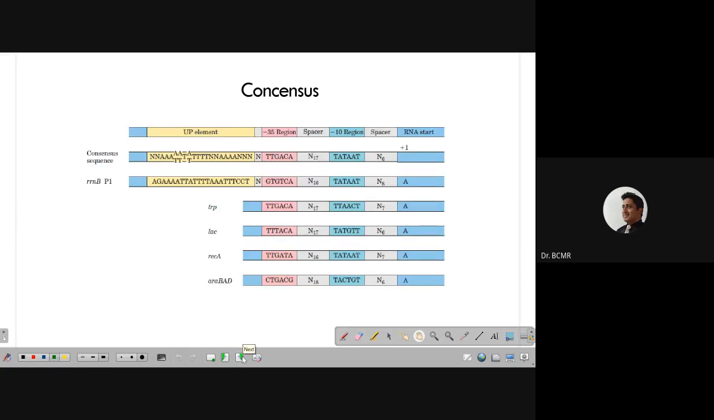So when I said -10, -35, it doesn't make so much sense. What I mean to say here is, if you see the bases, I want you to focus on what is meant by consensus. Let's see. I will write T, G, A, C. I'm just making a random sequence. Don't be alarmed about it.